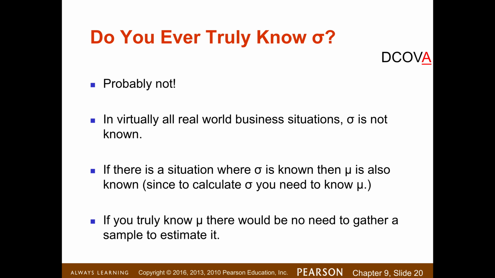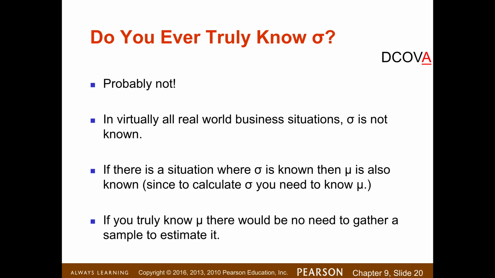All right, more about that in the future. So guys, do you ever truly know sigma? Probably not. I don't think there are many real-world business solutions where sigma will be known. Some people say, well, if you know sigma, you must know mu, so why hypothesize about mu? I don't truly believe that. I think there are places where we could know sigma and not know mu.